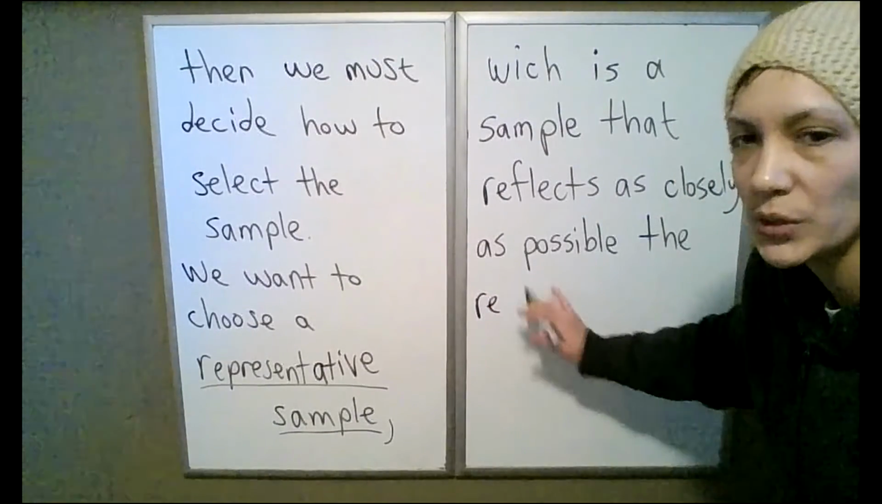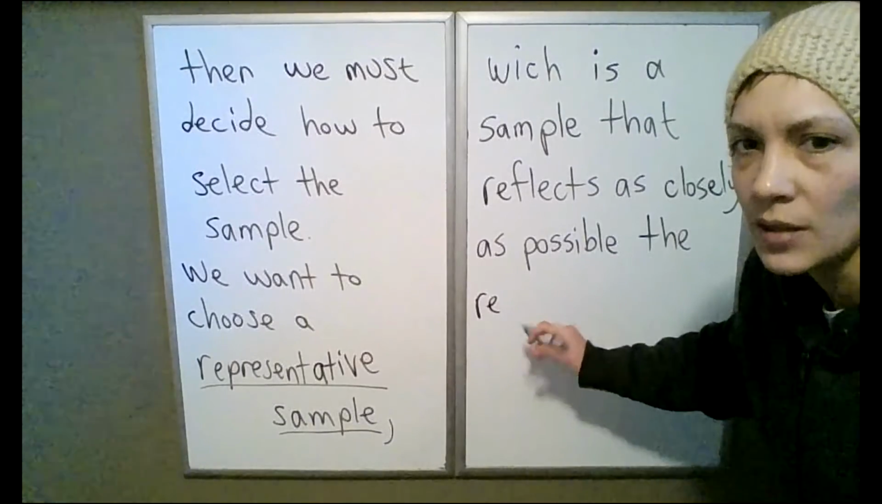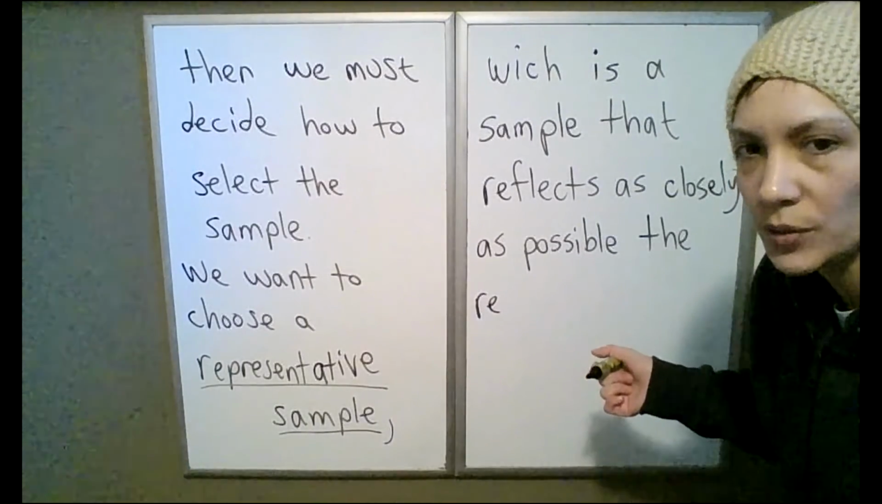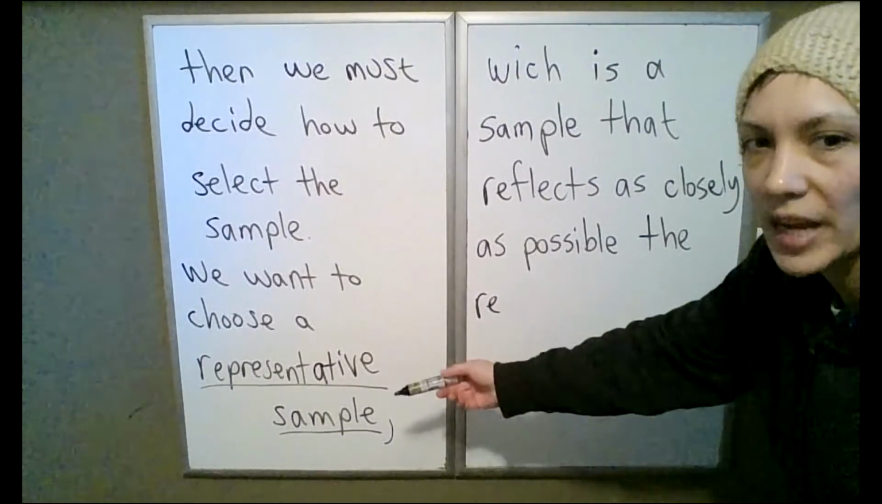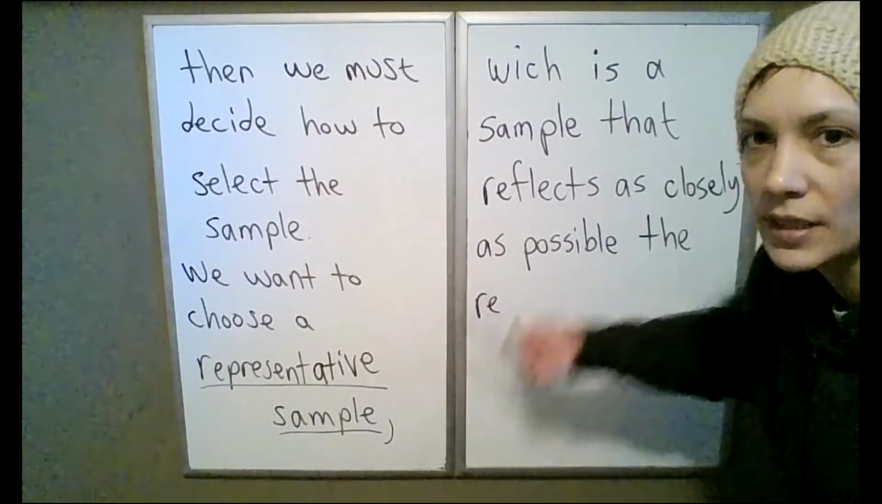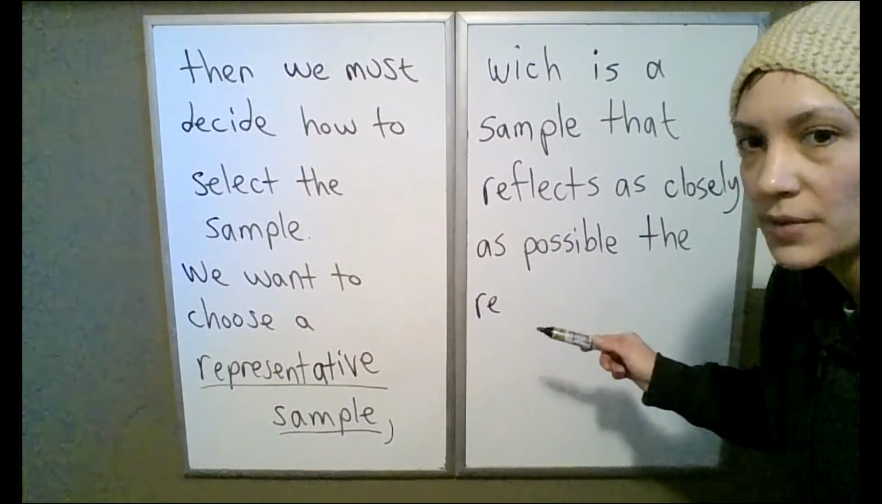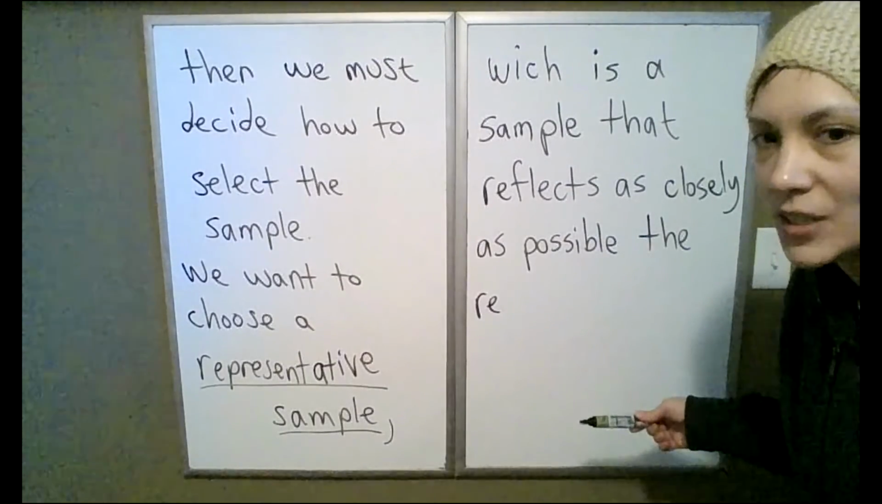By the way, this whole section pretty much is definitions. We do a little bit of math at the end of 1.2 notes, but really it's just a lot of vocabulary. So representative sample is a sample that reflects as closely as possible the relevant characteristics of the population.